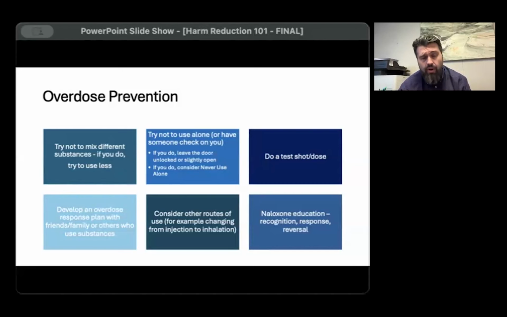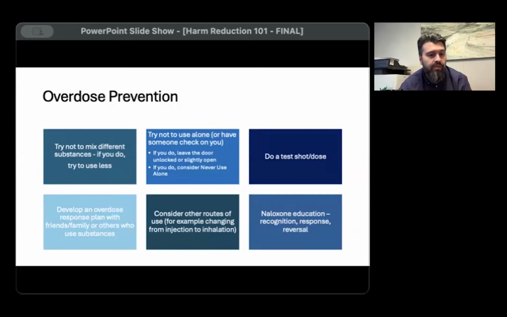I also try to tell them, hey, if you have somebody there who's available while you're using, try to develop an overdose response plan. So what happens if this happens? Do you have Narcan on hand, for example? Who do they call? Do they call EMS? What happens?